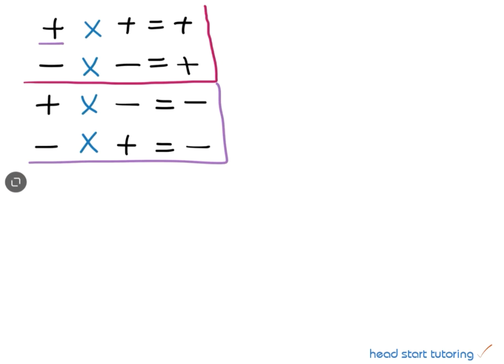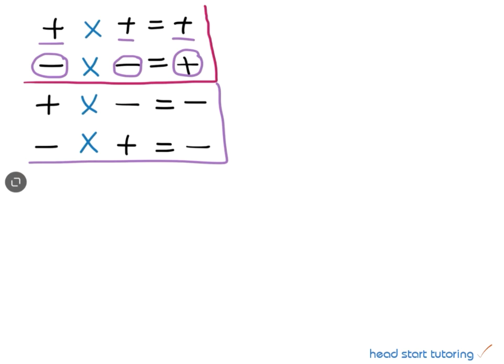A positive number multiplied by a positive number will give us a positive answer. A negative number multiplied by a negative number will also give us a positive answer. So as you can see, if you are multiplying two numbers together that have the same sign, so they are either both positive or both negative, your answer will be positive.